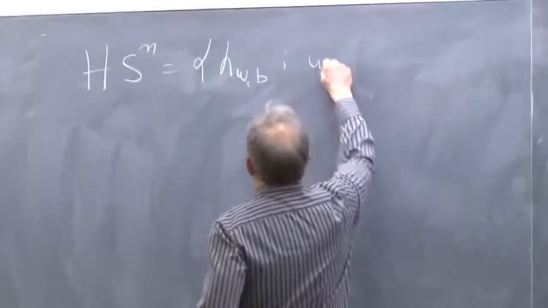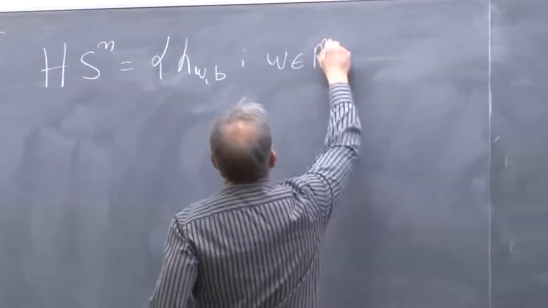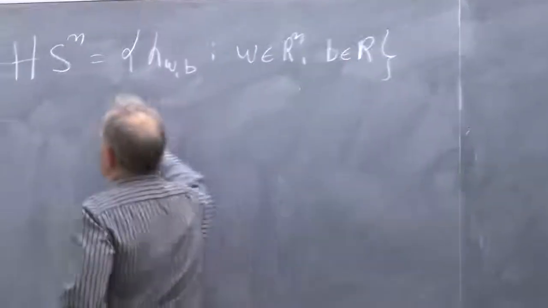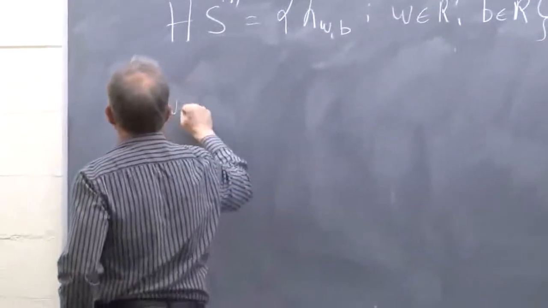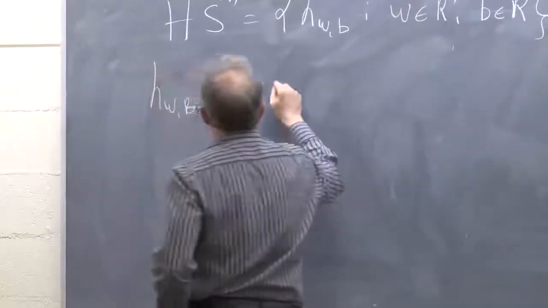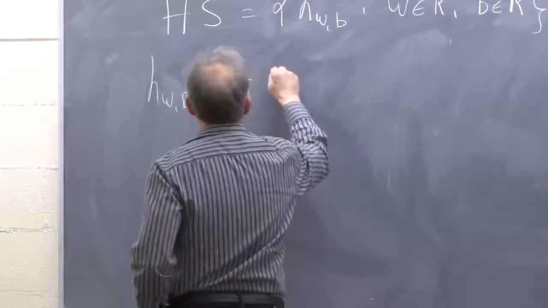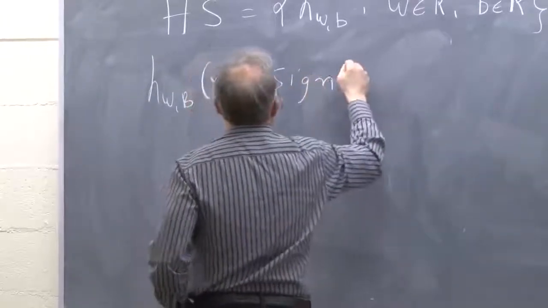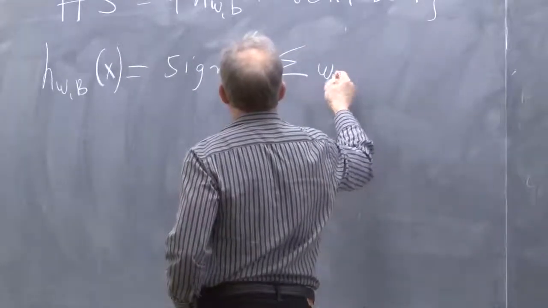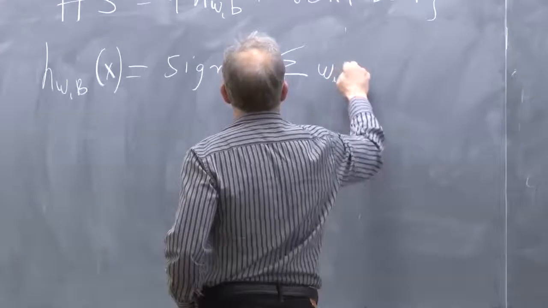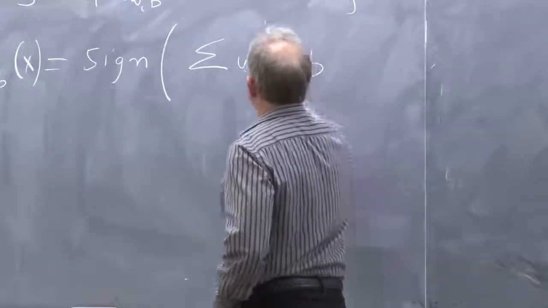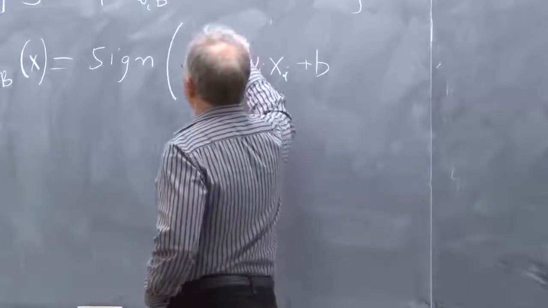w belongs to R^n, b belongs to R, and h_{w,b} of a point x is defined as the sign of the sum of w_i x_i plus b, where i goes from 1 to n.